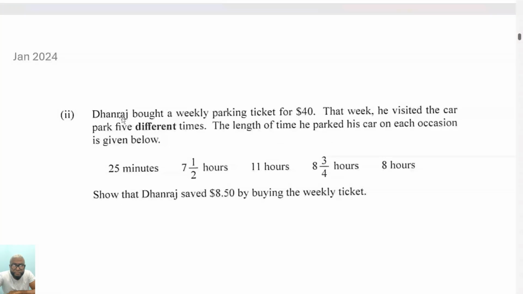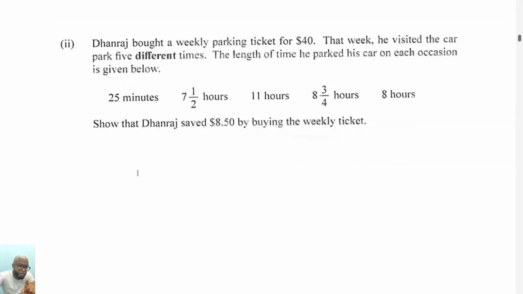Right? Next one now. Dhanraj bought a weekly parking ticket for $40. That week he visited the car park 5 different times. The length of time he parked his car on each occasion is given below. So 25 minutes and 25 minutes would have been free. They say to show that Dhanraj saved $8.50 by buying that weekly ticket. So we're going to price every one of these and see how much it would have cost for each of these times individually. And then when we get the total, we can minus the 40 from it, and you're supposed to get $8.50. Right? So let me work.